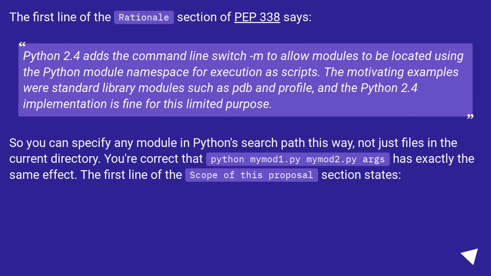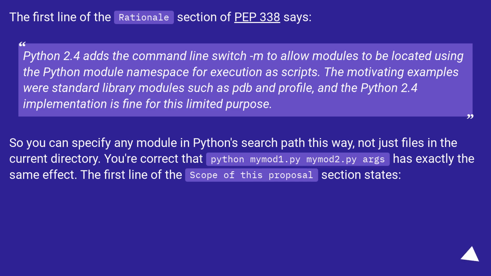The first line of the rationale section of PEP 338 says, "Python 2.4 adds the command line switch -m to allow modules to be located using the Python module namespace for execution as scripts. The motivating examples were standard library modules such as pdb and profile, and the Python 2.4 implementation is fine for this limited purpose." So you can specify any module in Python's search path this way, not just files in the current directory. You're correct that python mymod1.py mymod2.py args has exactly the same effect.